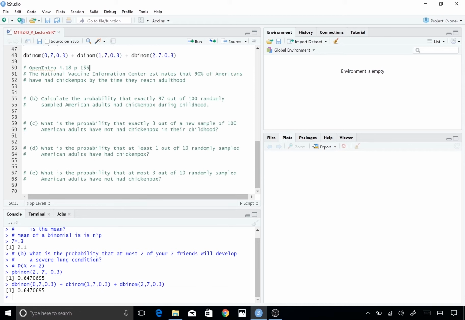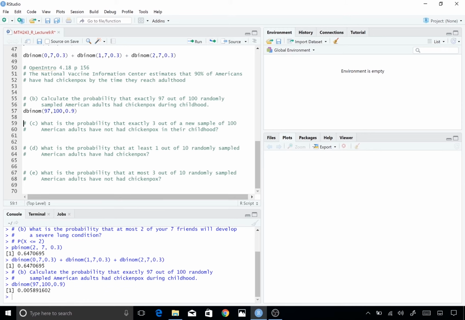This is from problem 4.18. If 90% of people have had chickenpox as a child and you randomly sample 100 people, what is the probability that exactly 97 have had chickenpox? For exact probabilities, we use dbinom. We have 97 successes, 100 trials, and the probability of success for each trial is 0.9. 0.00589.